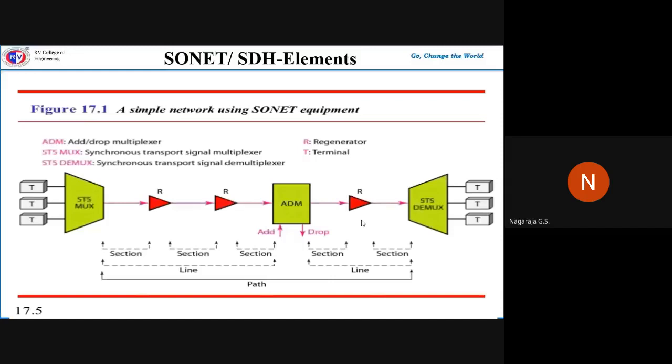ADM is add drop multiplexer. You can just add it as per your requirement, and certainly you can connect these things at the demultiplexer end. It is nothing but a synchronous transport signal demultiplexer. And further, signals are redistributed to different terminals as per the requirement.